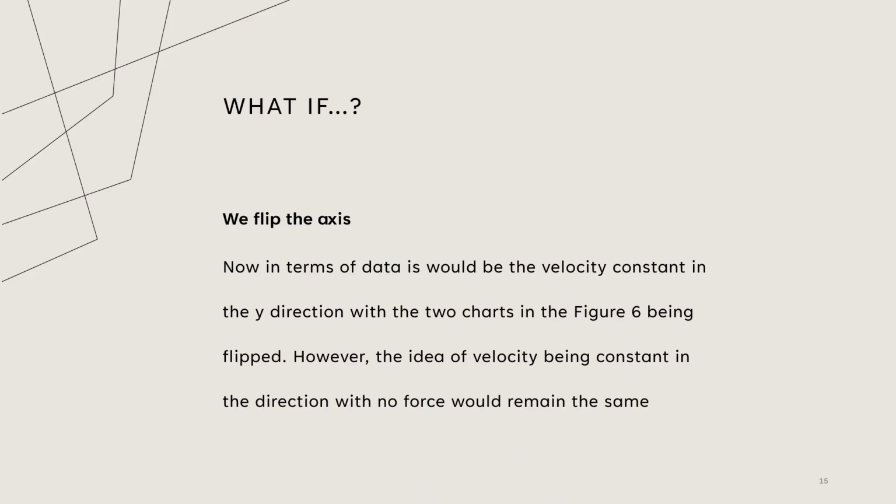Now, what if we flip the axis? Would it still remain reliable? Yes, it would still remain reliable. However, the focus would then change, as we are now looking at velocity constant in the y direction instead of the x. So while the reliability would still be the same, the focus would be a little bit different. Overall, though, the idea of velocity being constant in a direction with no force remains the same.